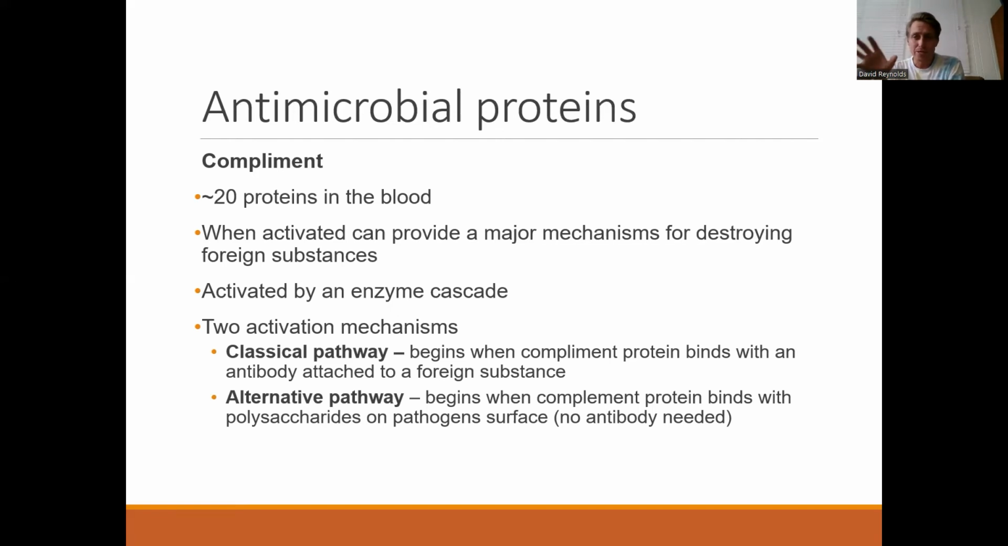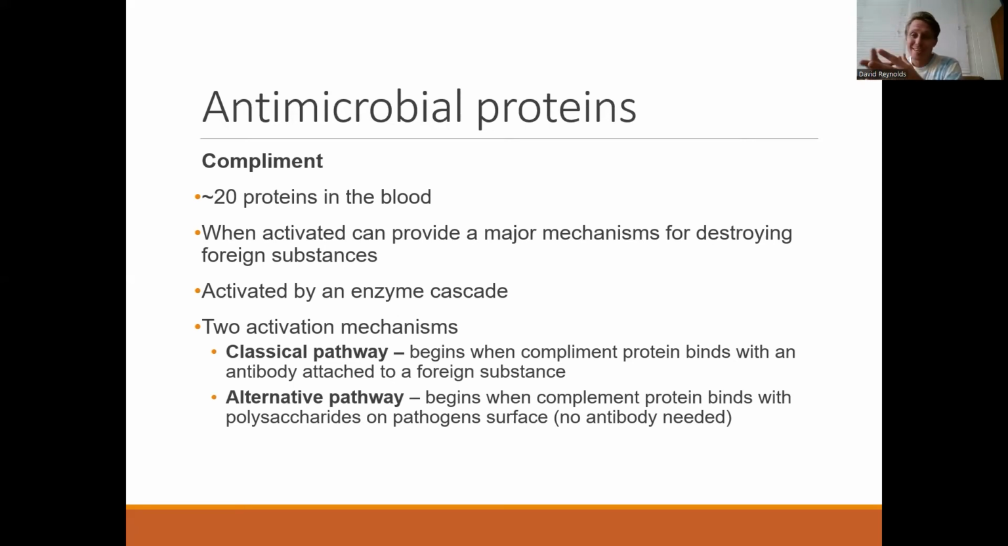The classical pathway requires the adaptive immune system. One of the parts of the adaptive immune system is your B cells releasing antibodies. If an antibody attaches to its known antigen, which should be a foreign antigen in your body, then a complement protein can also attach to that antigen-antibody complex. When that happens, it triggers the cascade to stimulate all the other complement proteins that are floating around in your plasma.